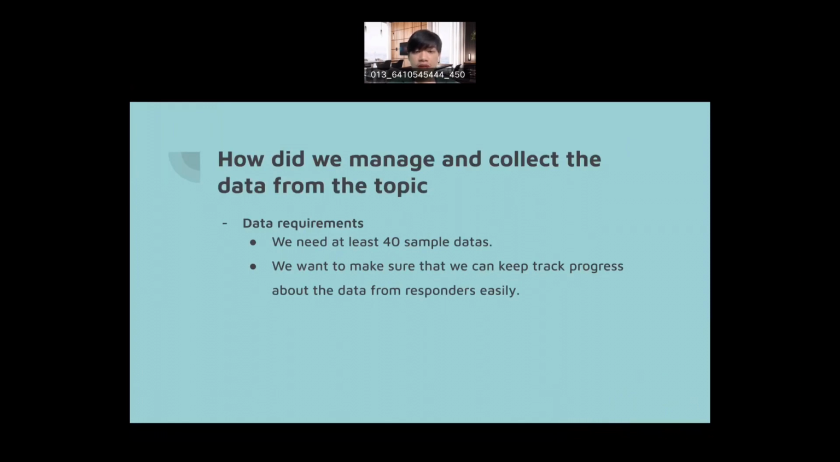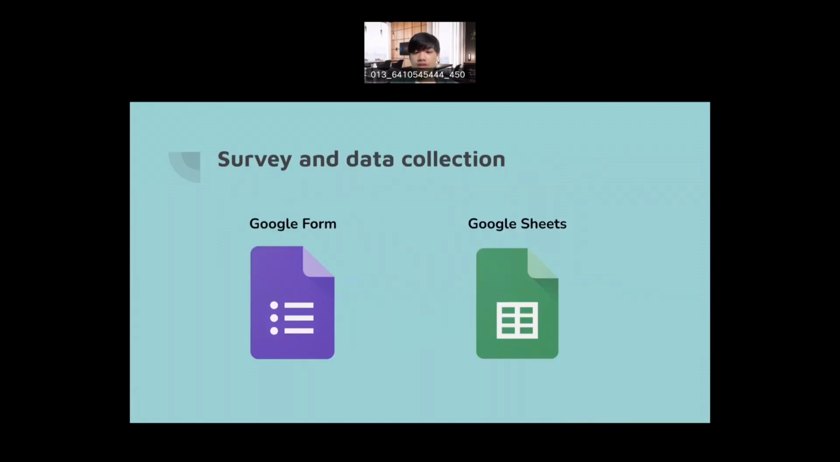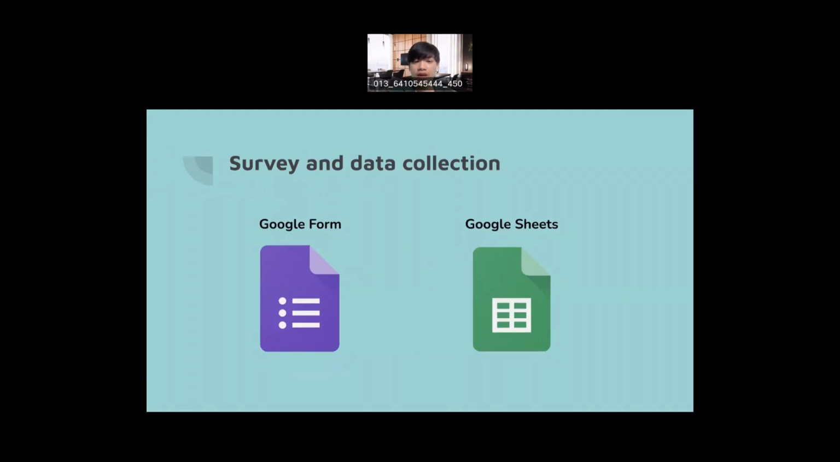How did we manage and collect the data from the topic? From the data requirement, we need at least 40 sample data, and we want to make sure that we can keep track of progress about the data from the responders easily. So we decided to use Google Form as the data collecting tool, and it's easy to track. And for the computation, our group uses Google Sheet.